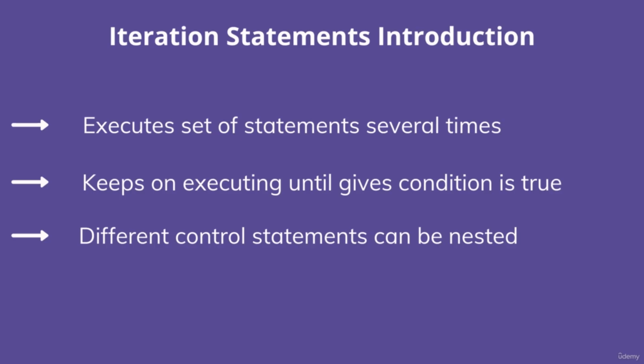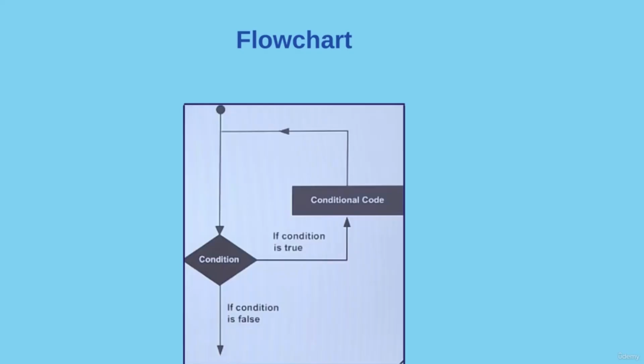So the condition is like the value of i, of whichever variable I am using, should be less than or equal to 100. As soon as the value exceeds 100, the loop must get terminated. So this is what is written here: it keeps on executing until a given condition is true. Whenever you start writing these control statements, whether conditional statements or iteration statements, logically as per your requirement, you can make them nested to any level.